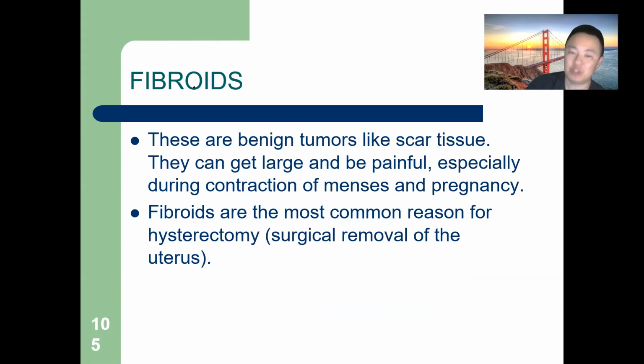Now, these are benign tumors like scar tissue, and they can get large and be painful, especially during contraction of menses and pregnancy. Fibroids are the most common reason for a hysterectomy. Hystero means uterus. Ectomy means surgically remove.